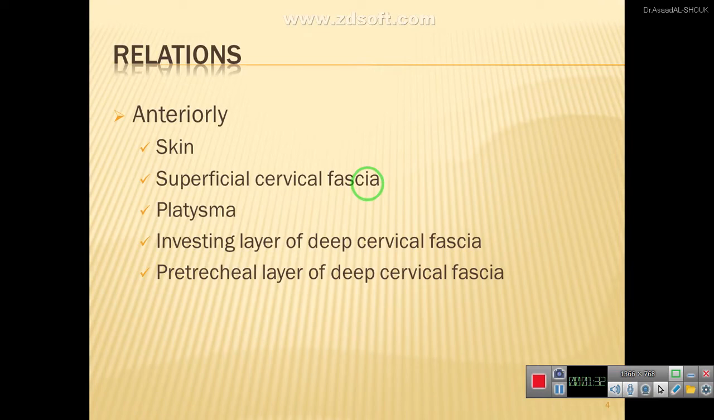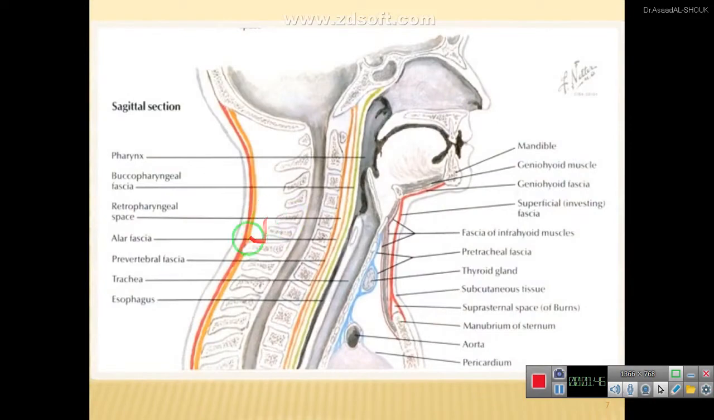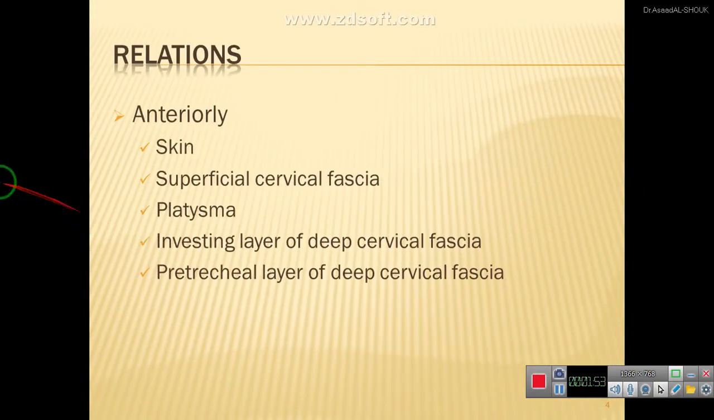This is the relation of the larynx anteriorly and anterolaterally. You can see we have the skin and fascia, platysma. Platysma is a layer of muscle which lies in the superficial fascia, not in the deep fascia around the neck. And also we have the investing layer of deep cervical fascia and pretracheal layer of deep cervical fascia.